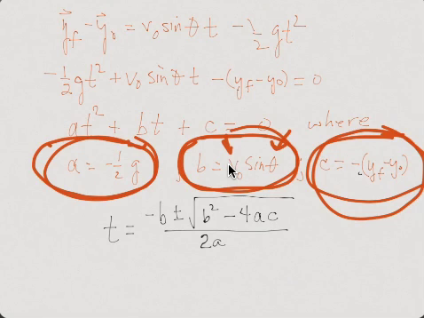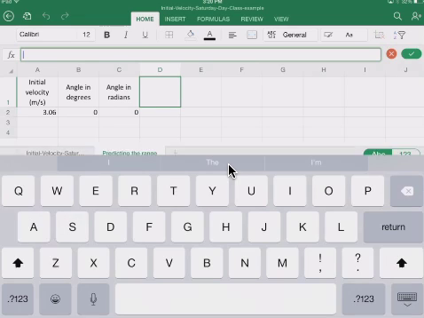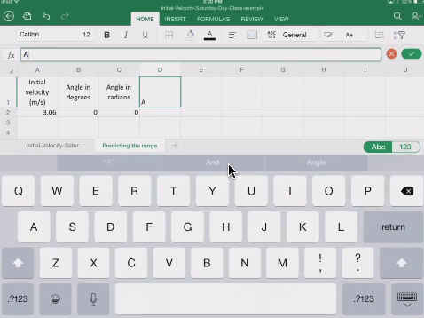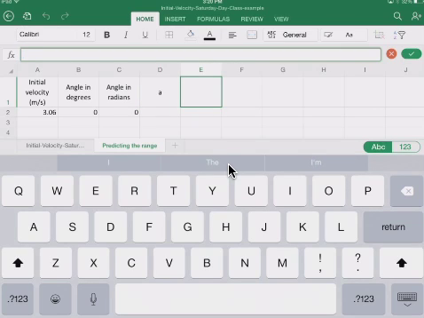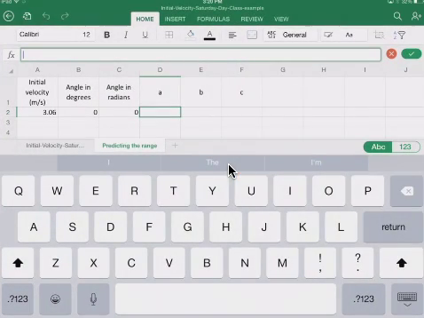So I'm just going to slide over. The first thing we need is b, and I'm just going to put b in here. Lowercase b. And why b? No, let's start off with a. Lowercase a, and then lowercase b, and then lowercase c. So a, if I go back, you'll see that a is just 1/2 g here. And it's a negative 1/2 g.